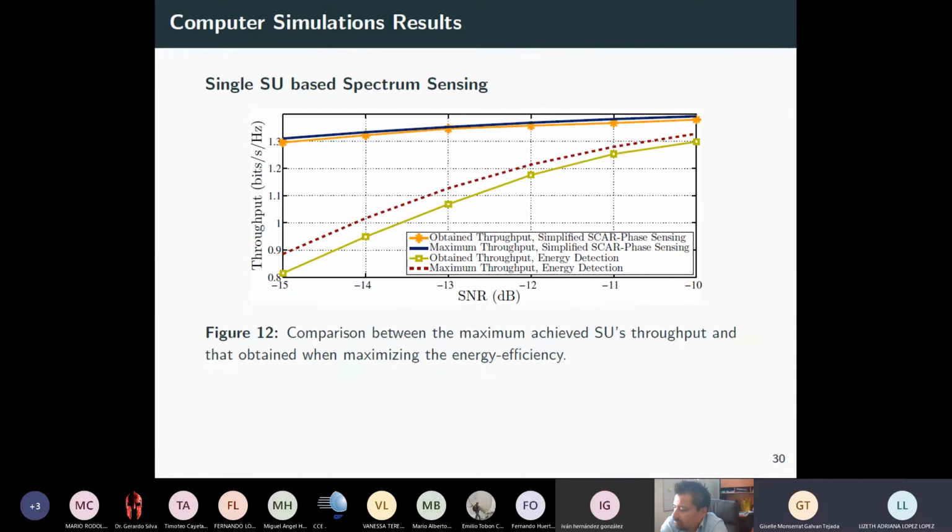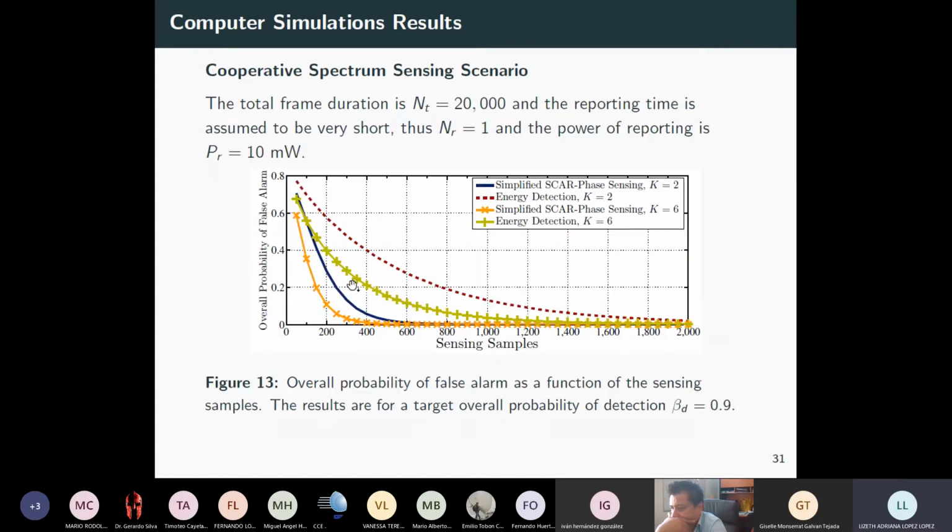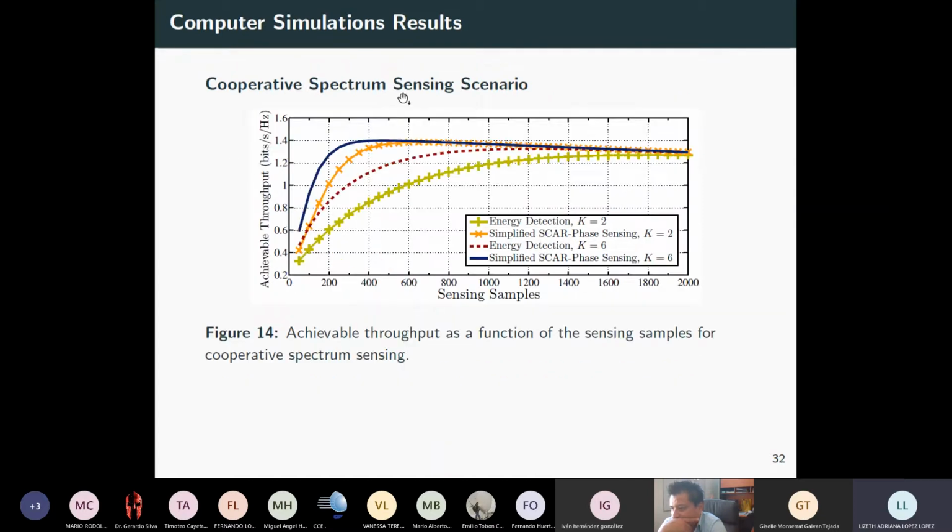Lizeth, can you conclude, please? Yes. And this is shown here. We have the maximum throughput and the obtained throughput. So the difference here is less than the difference in the energy consumption. Then we have the results for the cooperative scenario, where it depends on the cooperative secondary users.